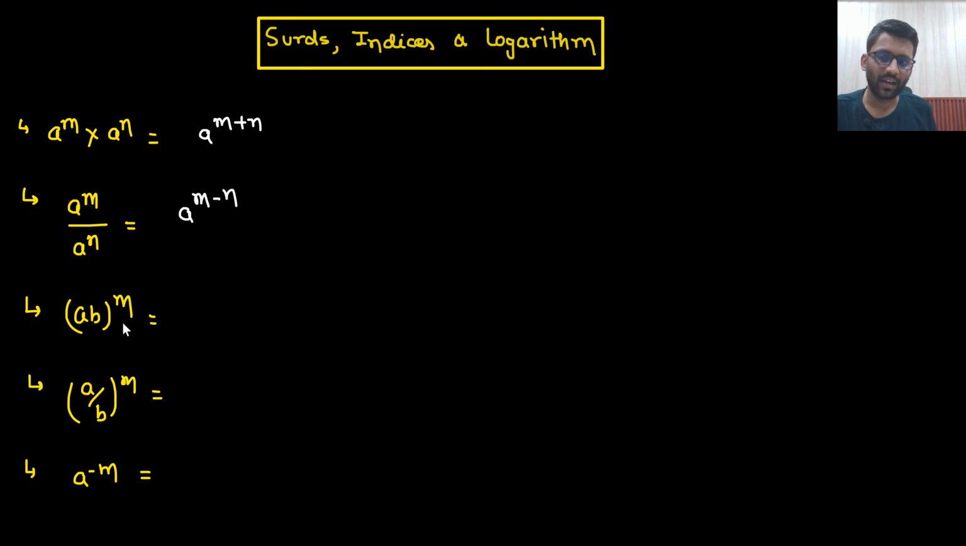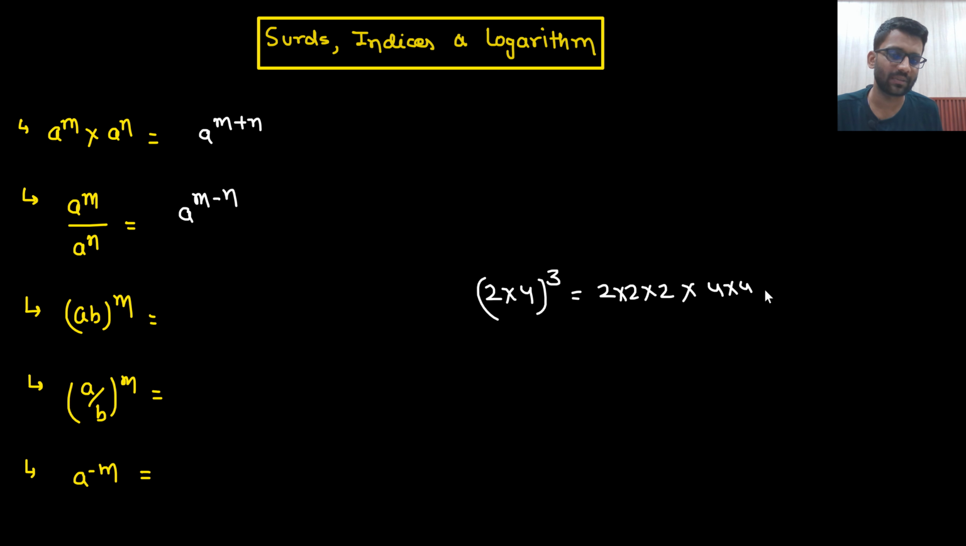Right? A into b, all to the power m. That means 2 into 4 to the power 3. So what you will do? You will multiply 2 three times and multiply 4 three times. So 2 to the power 3 into 4 to the power 3.